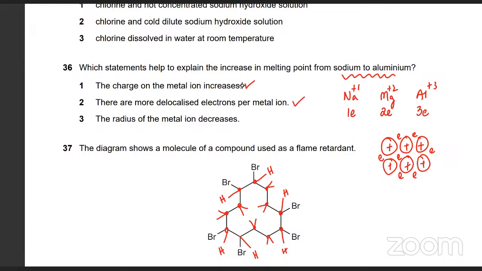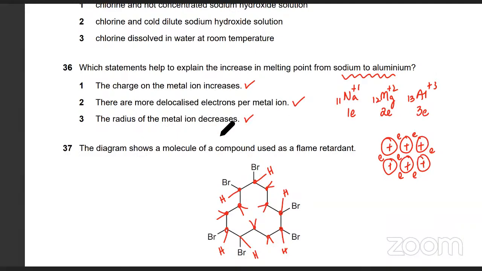And the third one is also true. The radius of the metal ion also decreases. You have smaller ions as well. Why do they have smaller ions? Because when you go to the right of the periodic table, the number of protons increase. I mean, this is 11, this is 12, and this is 13. So you have more protons as well. The more protons means they all have the same number of electrons, 10 electrons each. So what happens is that the size of the ion also decreases. So smaller ions, they're closer to each other, they're more packed. So that will also increase the strength of the metallic bond.